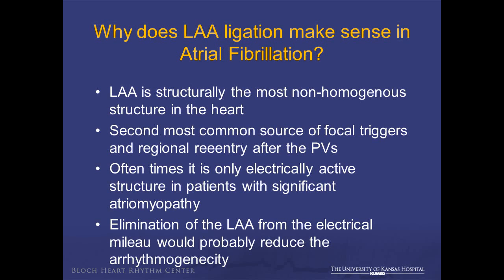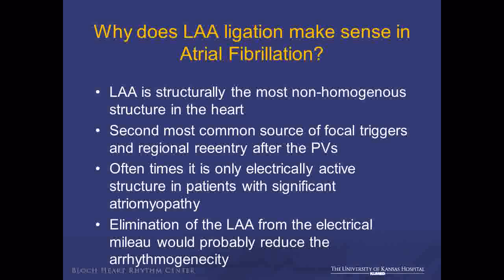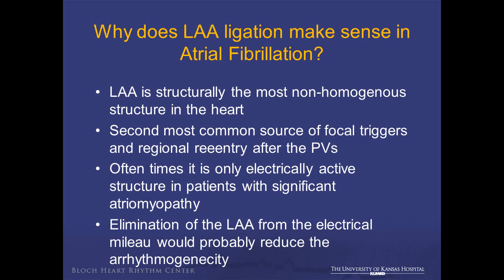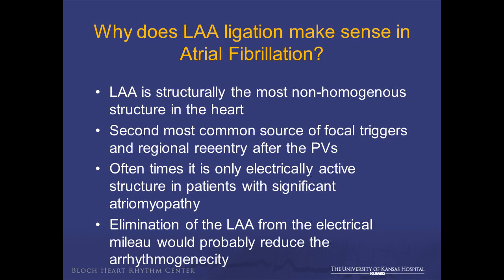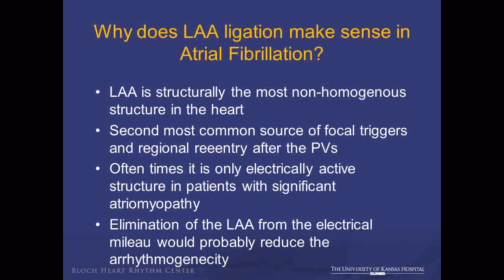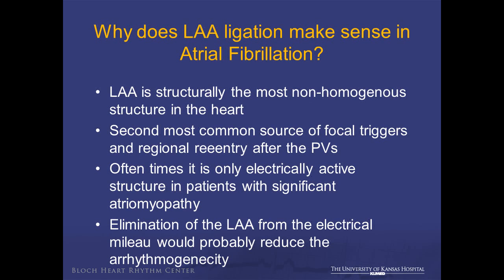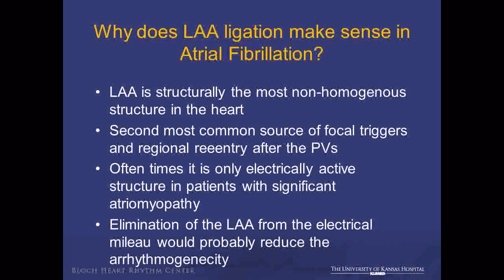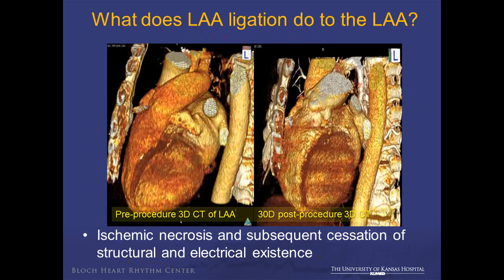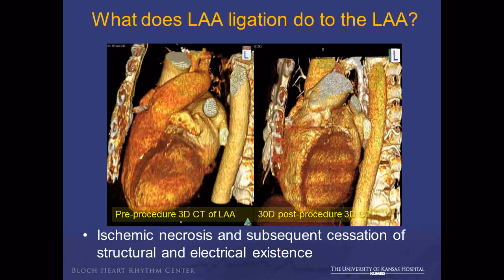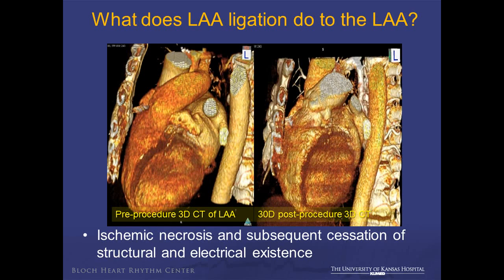So why does it make sense to ligate the appendage in AFib? It's structurally the most non-homogeneous structure in the heart, and the second most common source of focal triggers. And oftentimes it's the only electrically active structure even in patients with significant atrial myopathy. There's a paper that we're putting out in this type of patients. Even though the arrhythmia seems to be more paroxysmal, the only stuff that's happening is all in the left atrial appendage, an organized arrhythmia in the left atrial appendage. So once you isolate or electrically exclude this, you have a much better success.